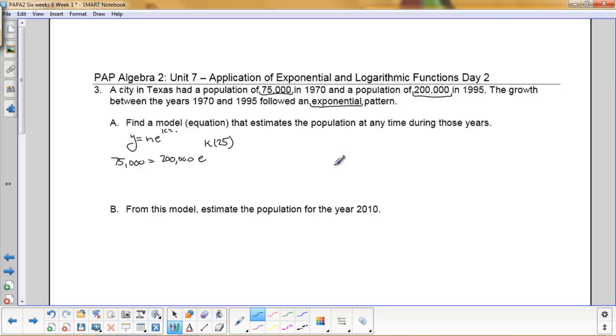Alright, so before we proceed, before we have our model equation, we have to find this value k. This value of k represents this constant growth that we're going to use in order to determine our population at any given time. So remember, we're trying to get this conglomerate of numbers by themselves so we can apply log properties to it in order to get this number out of the exponent. Dividing both sides by 200,000 is my first step.